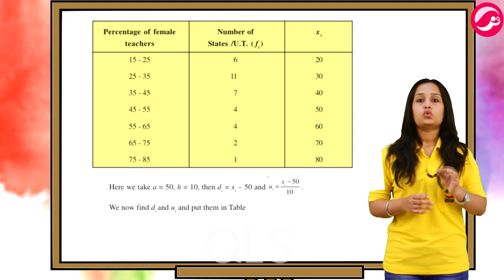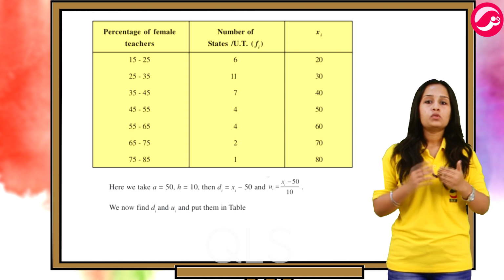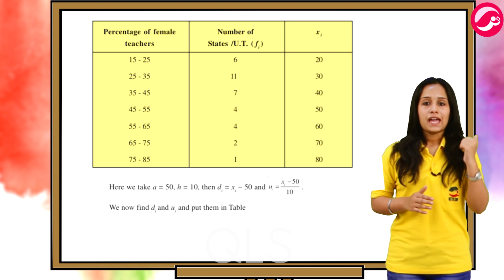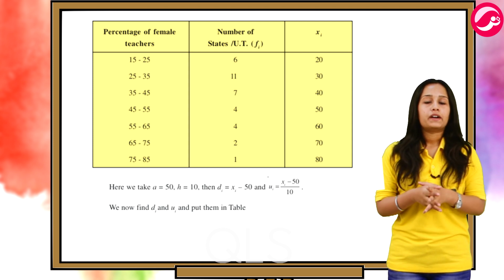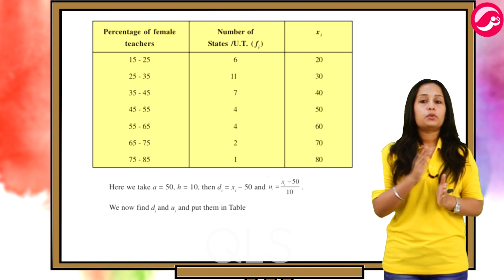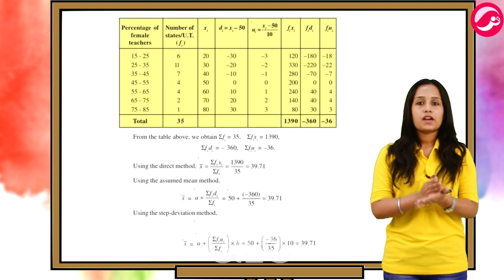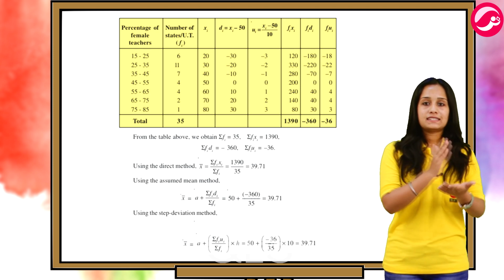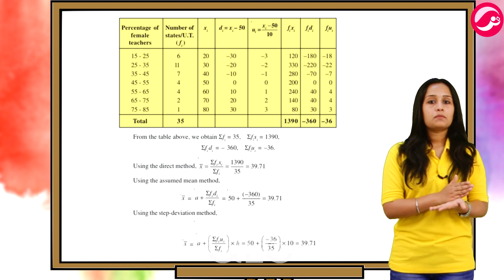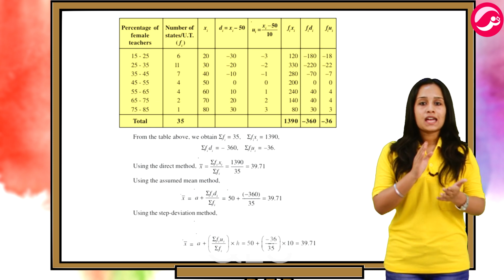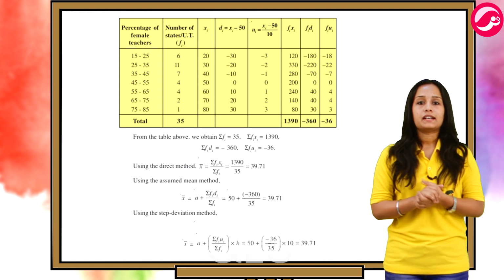di will be equal to xi minus 50, which is the deviation, and ui will be equal to di by h, that is equal to xi minus 50 divided by 10, since h हमारा 10 है. We now find di and ui and put them in the table. Now from the table we obtain sigma fi is equal to 35, sigma of fi xi equal to 1390, sigma of fi di equal to minus 360, sigma of fi ui equal to minus 36.